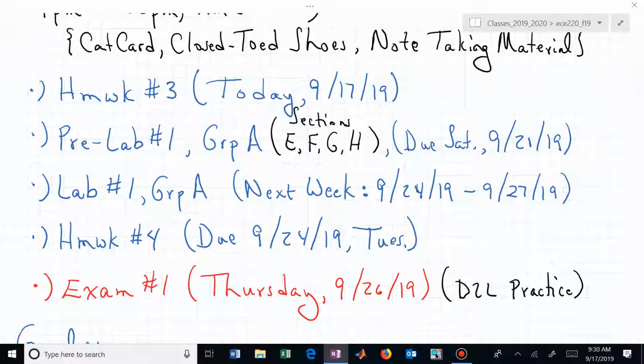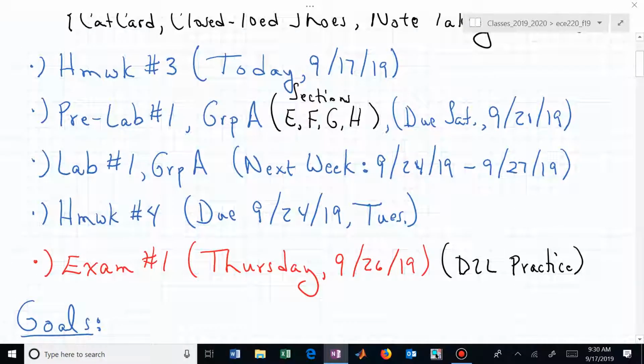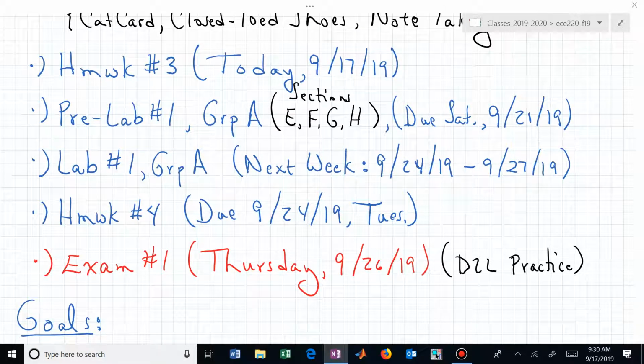Homework 3 is also due today, and after that, most of you in Group A need to get started on pre-lab for lab number 1. Your pre-lab needs to be submitted as one PDF file into the Dropbox, and that now is available to you, and make sure you put it in the right location. There's a Dropbox for pre-lab 1 for Group A, which involves all of the sections except Section I.